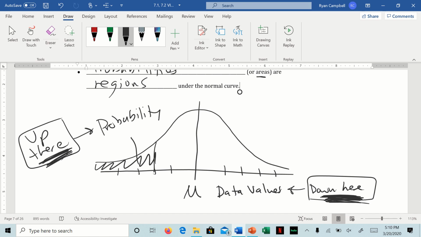That's really the hard part, because we are dealing with two different number systems: there's data values, and there's probability. As long as you know where those go and you know what functions to use in the calculator, that's the only hard part, knowing how to actually graph them.